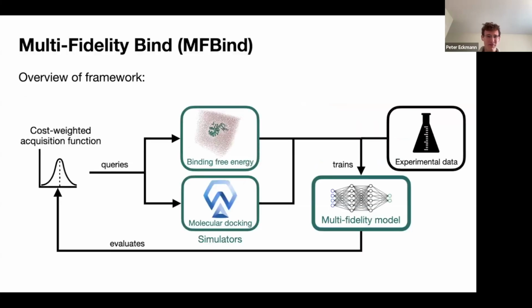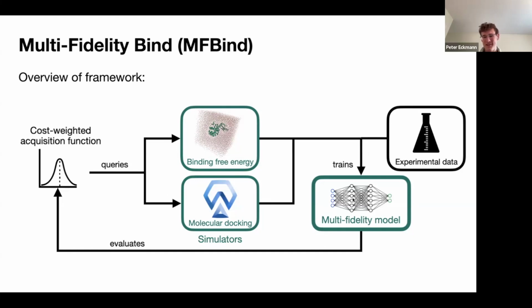So this is just an overview of the multi-fidelity bind framework, or MFBind. And this is what I'll be talking about mostly. I'll break down this figure individually in the next few slides. But just in general, here are our simulators: molecular docking and binding free energy. They take a compound as input, and then it gets run through either of these. And then the output value gets added to a data set in combination with experimental data as well.